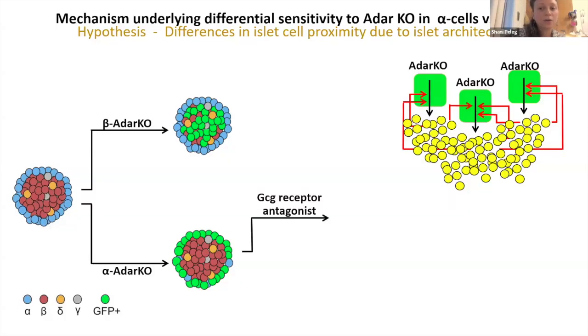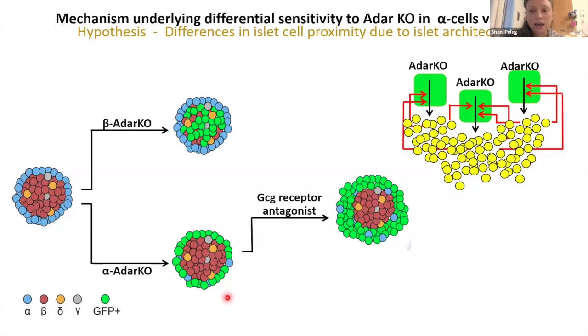So we thought, what if we could somehow cause alpha cells in our alpha ADAR knockout model to become in closer proximity to each other? And one way to do this is to increase the number of alpha cells in the perimeter of the islet. We did this by treating alpha ADAR knockout mice with glucagon receptor antagonists, which leads to alpha cell proliferation. And another way to change the islet architecture of these mice was to cause alpha cells to collapse into the core. And we did this by treating alpha ADAR knockout mice with streptozotocin, which leads to selective beta cell death, and in turn leads to alpha-cell-only islets.